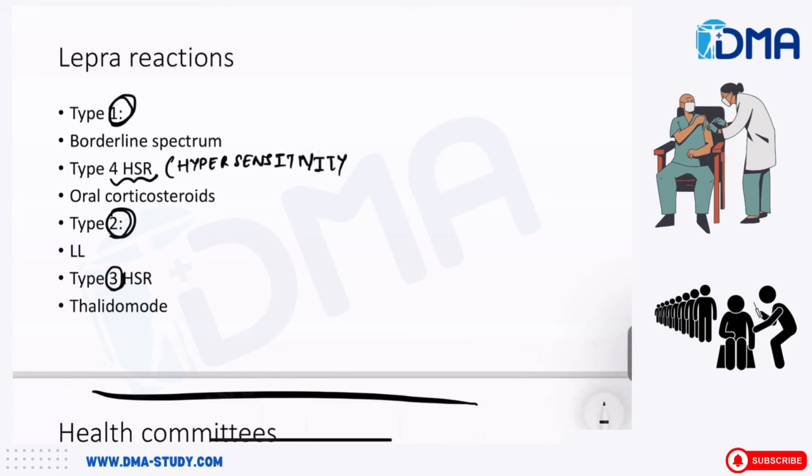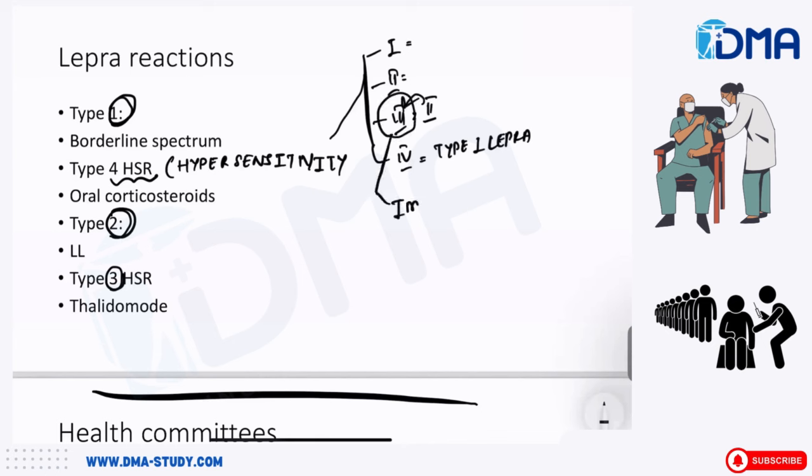See, basically hypersensitivity reactions are four types: 1, 2, 3, 4. So type 1 lepra reaction is type 4 hypersensitivity, while type 2 is type 3 hypersensitivity. This type 3 hypersensitivity is immune complex mediated. While type 4 is delayed hypersensitivity. Right. So type 1 is type 4 hypersensitivity. Type 2 is type 3 hypersensitivity.